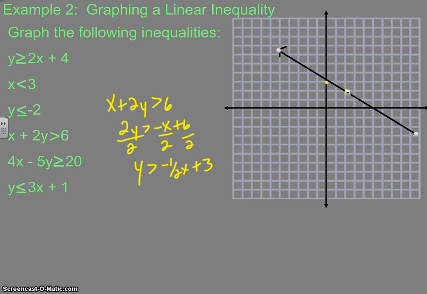Okay, now we need to look and see which side of the line has the solutions. And I did that wrong again, guys. Look, there's no equal sign. So we do not want to do a solid line. If there's no equal sign here, we've got to do a dashed line, which means I'm going to freehand this, and it's going to be ugly.